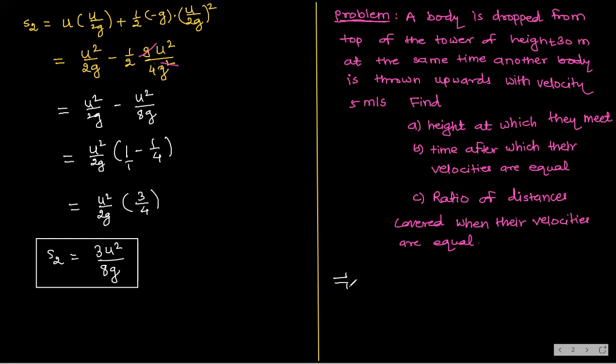Now let's solve it. First of all, what is given? You take g as 10 meter per second square. Okay. In bracket, I am writing take g as 10 meter per second square. Now what is given here? Height of the tower is given. First of all, H is equal to 30 meter. Then for second body, u is equal to 5 meter per second. And small g is equal to 10 meter per second square is given.